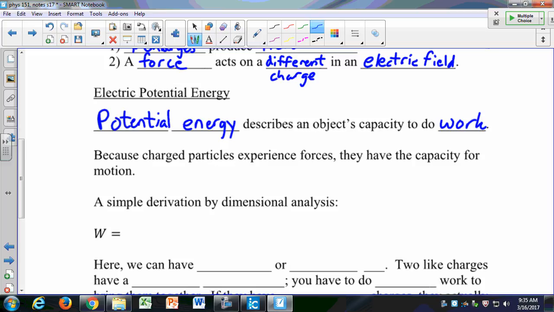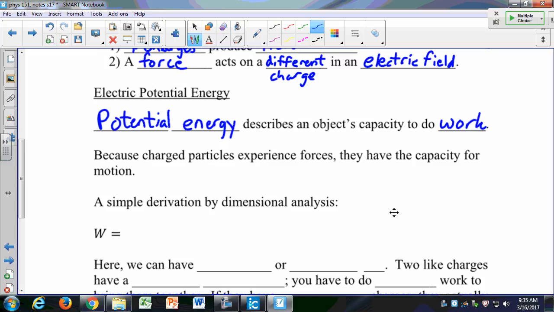In fact, it's remarkably the same with electric charges, because you have the same relationships between distance and charge as you do with gravitational force and mass and distance. So they have the capacity for motion. Because they experience these forces, they have the capacity for motion.